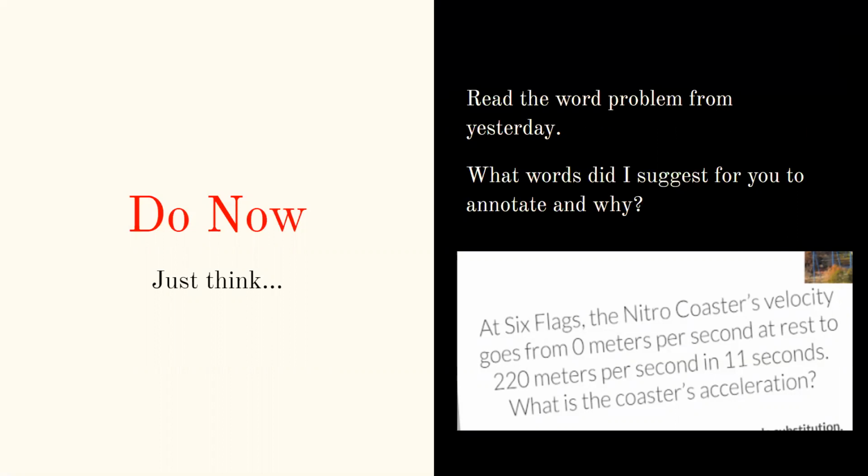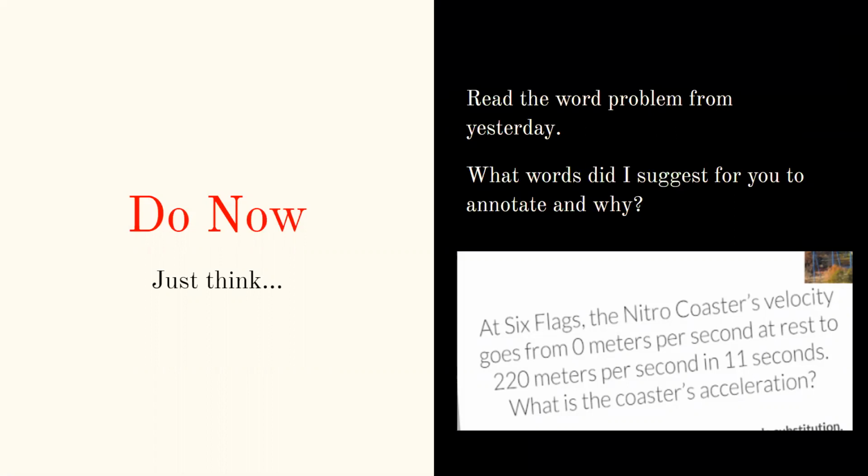Great. So it wouldn't be velocity because they're just telling you what the velocity was. It would be acceleration because that's what we need to solve for. That's the formula that we need to use, so we would highlight that there. Acceleration, because it literally asks you a question: what's the coaster's acceleration? So you know we're looking for acceleration.